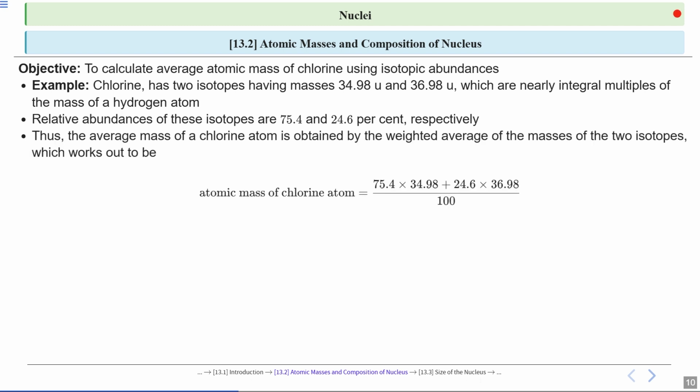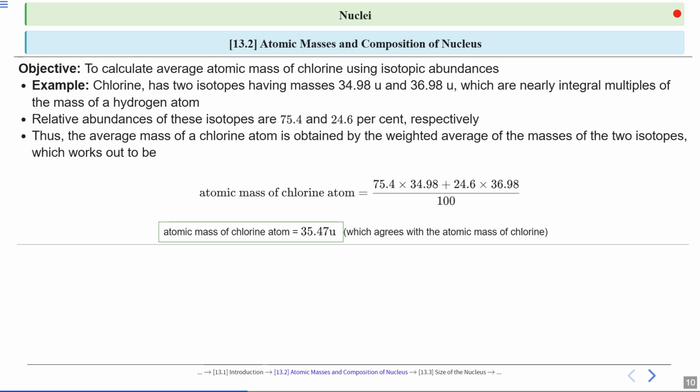To find the average atomic mass of chlorine, we use a weighted average. That means we multiply each isotope's mass by its percentage abundance, add the results and then divide by 100. So the calculation is: atomic mass of chlorine equals 75.4 times 34.98 plus 24.6 times 36.98, divided by 100.